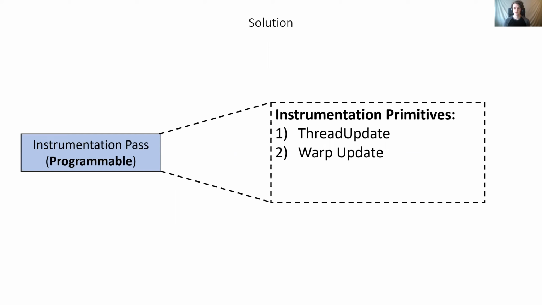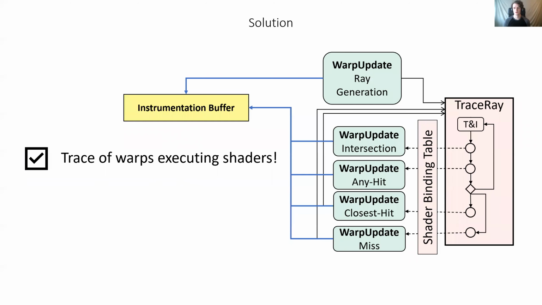So this primitive operates by writing an arbitrarily specified amount of data to the instrumentation buffer for every thread that executes it. And then the second primitive, warp update, is the same, but just writes whatever data was specified per warp instead of per thread. So these are very flexible primitives that allow you to write whatever data you want for that given instrumentation pass you wish to develop. And the way it transfers data looks something like this.